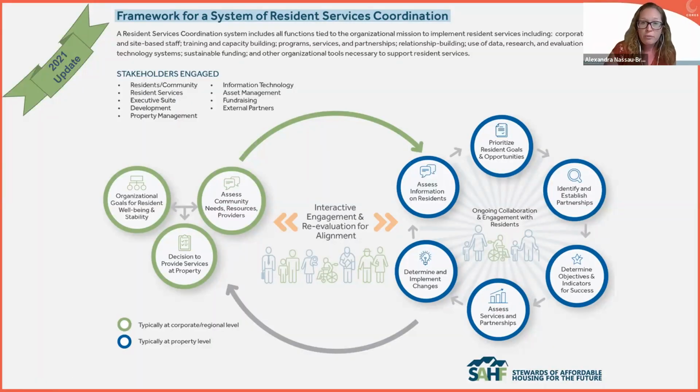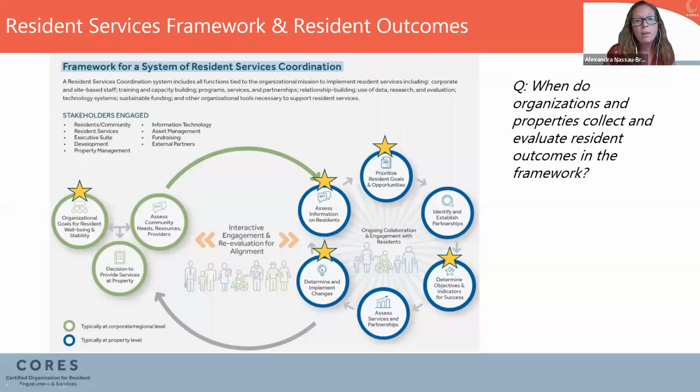So for those of you who've already gone through CORES or have been on our website, you've probably seen this framework. This resident engagement and feedback is really central to a robust system of service coordination. And this is the framework that CORES was built on. There's a companion set of guidelines available on the website. Mina's going to drop a link to that if you haven't seen it.